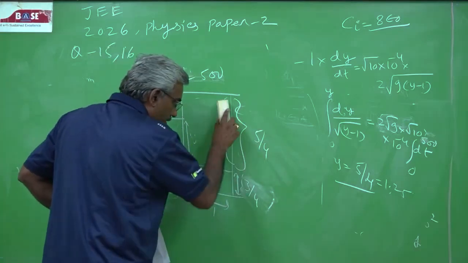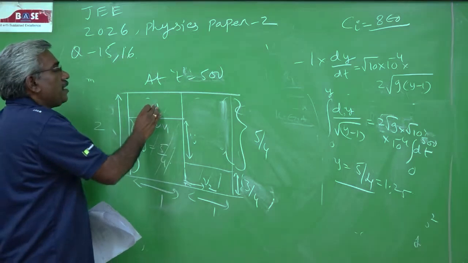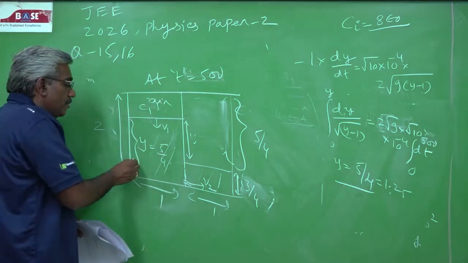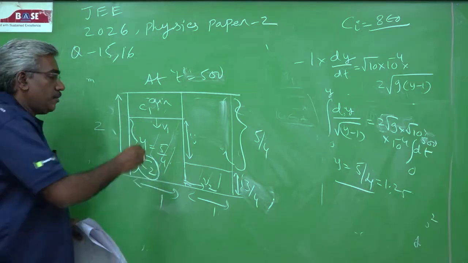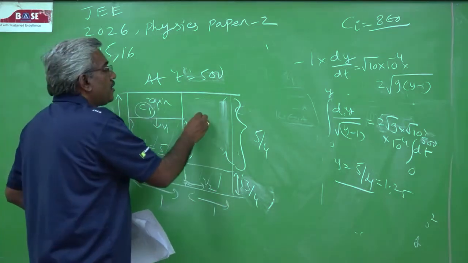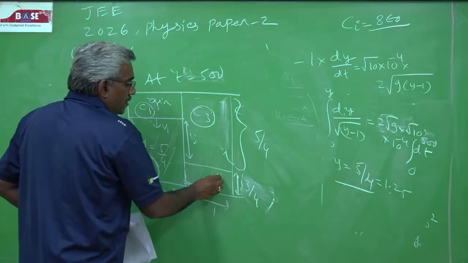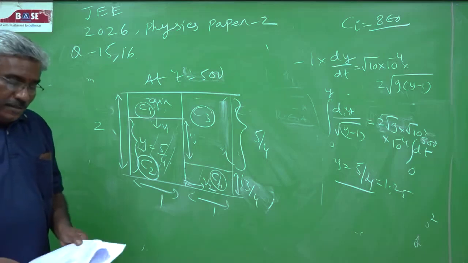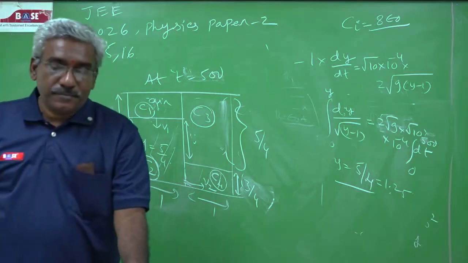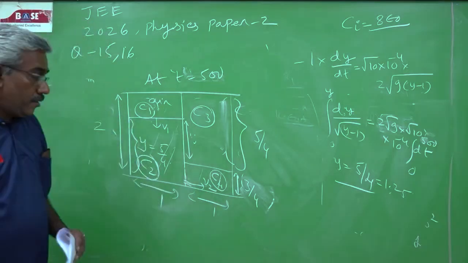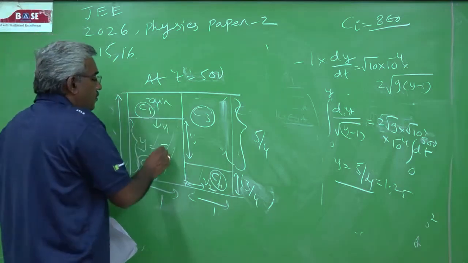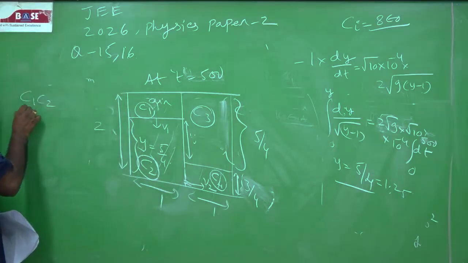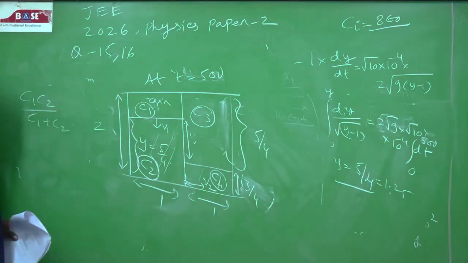Now what is happening is, this is air capacitor, capacity C1. This is dielectric capacitor, this capacity C2. This is air capacitor, this capacity, take it as C3. Here this capacity, take it as C4. So here these two are in series. Series means effective capacity is C1 C2 by C1 plus C2.